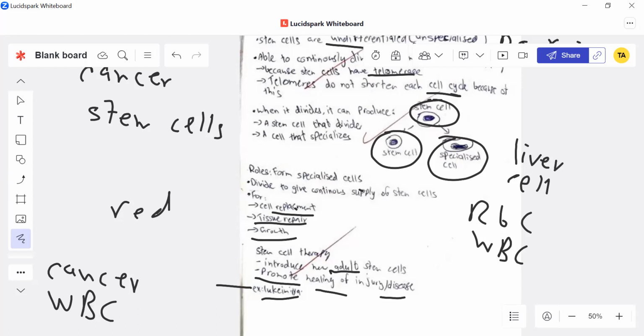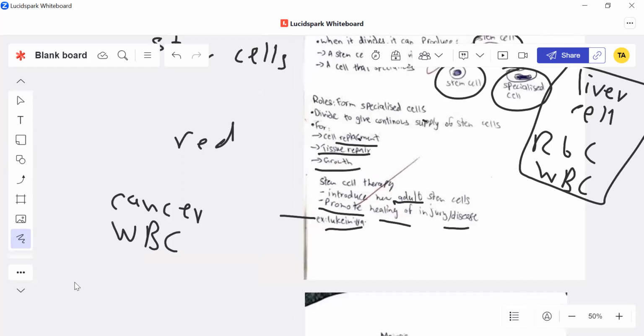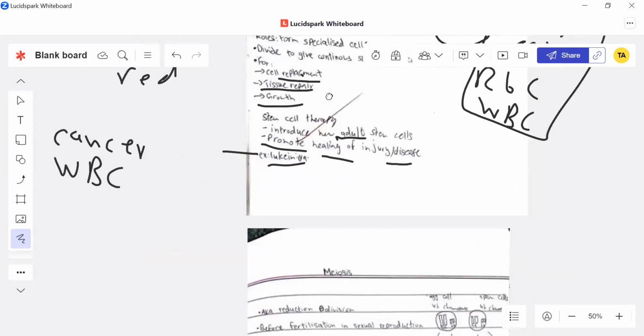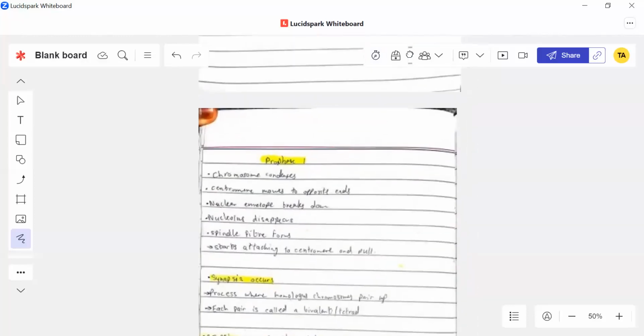So in short, stem cells make specialized cell that can be any cell of the body, any somatic cell, and they also make another stem cell when they divide by mitosis. Right. So that was basically mitosis. And in the next class, I'll start with meiosis because I only have 4 minutes left.